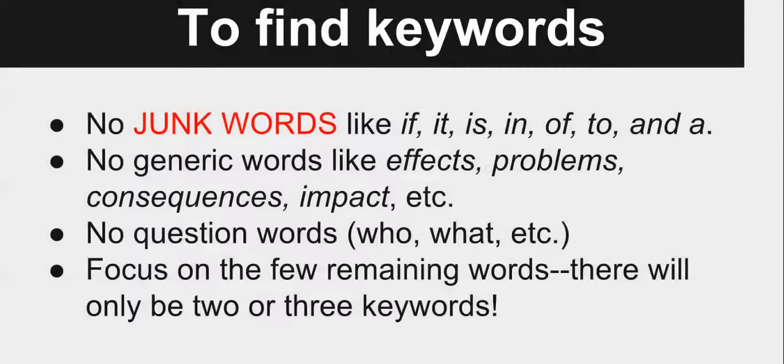So to find the keywords, you have to eliminate all the junk words. So words like if or it or is or any prepositions or articles. Also, you have to get rid of generic words like effects or problems, consequences, impact. This sounds a little strange because you want to find out about the effects of something on something else in a science project, but you have to leave those words out of your search.